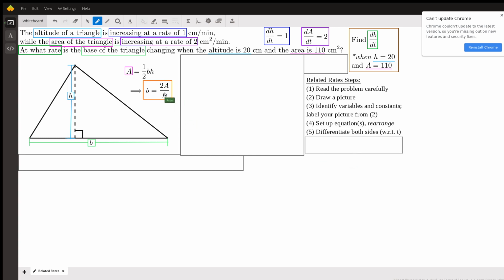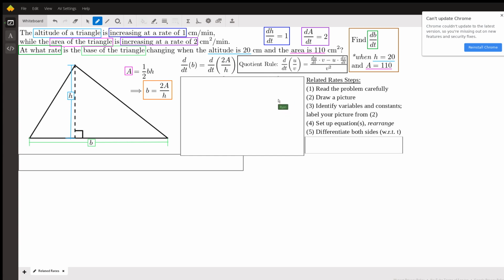In step 5, we're going to take that equation and take the derivative of both sides with respect to t. That just means t is the independent variable, so you do d/dt of both sides. Now on the left, this is just going to end up being db/dt, but on the right, this is a quotient rule. It's a function of t divided by another function. Here's the quotient rule, just as reference, however you want to remember it. Basically, it says you do the derivative of the top times the bottom, minus the top times the derivative of the bottom, over the bottom squared.